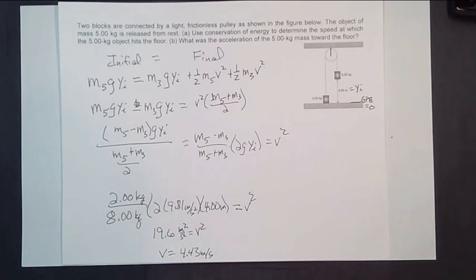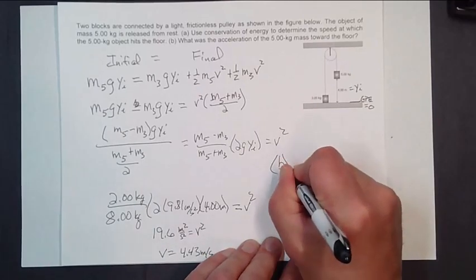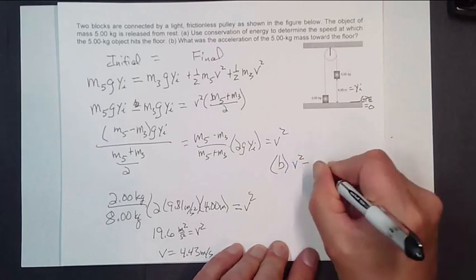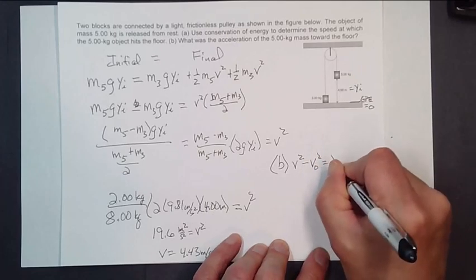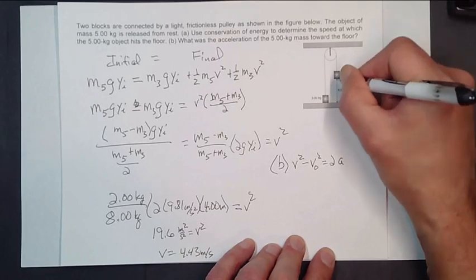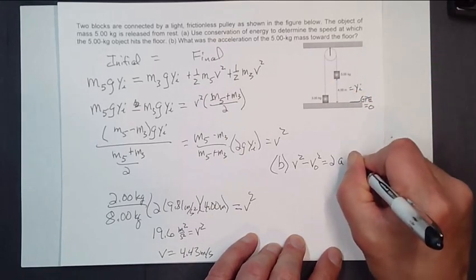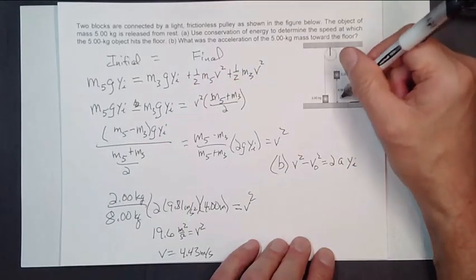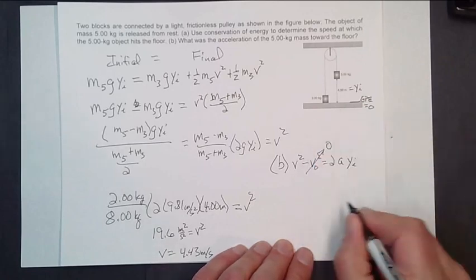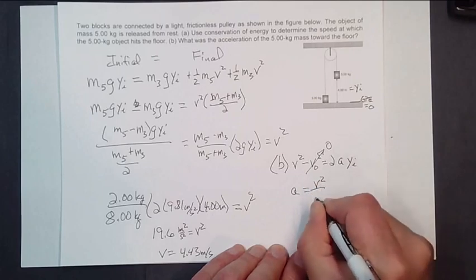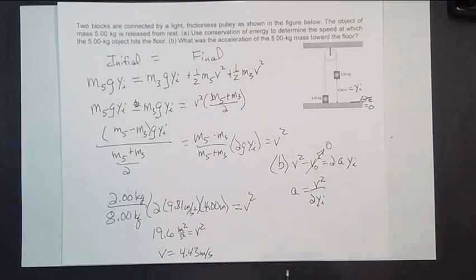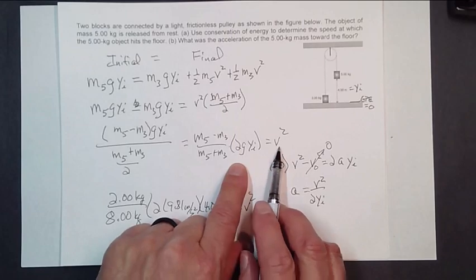Okay. Now, what about the acceleration of the 5 kilogram mass toward the floor? Well, here's a way to get that. It's this. v squared minus v naught squared equals 2 times the acceleration times the distance it traveled, which is 4.00 meters, or that y initial. It came this way if we think down is positive for that thing. v naught was 0, and so the acceleration is just going to be v squared over 2y initial. Could I somehow have gotten that out of here? I think maybe I could have.